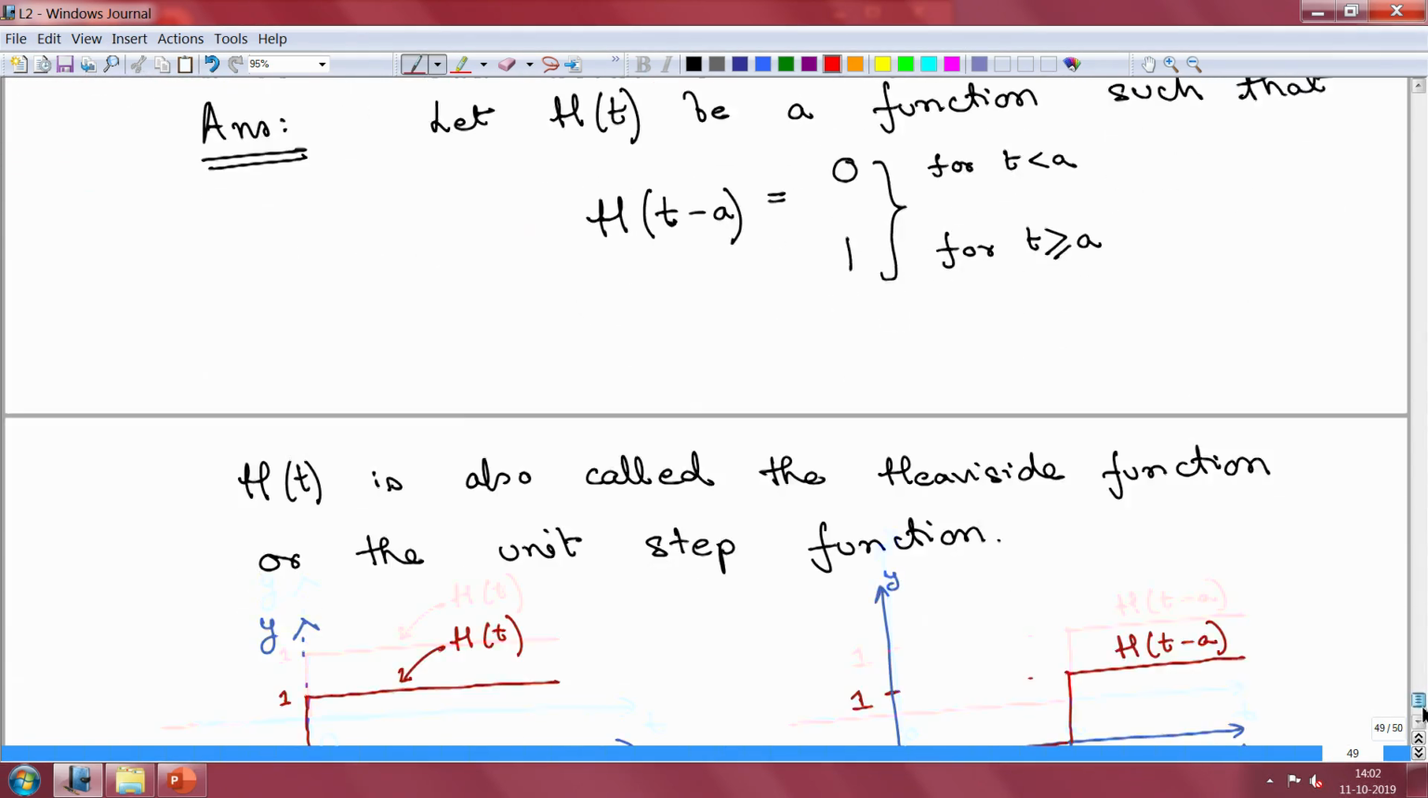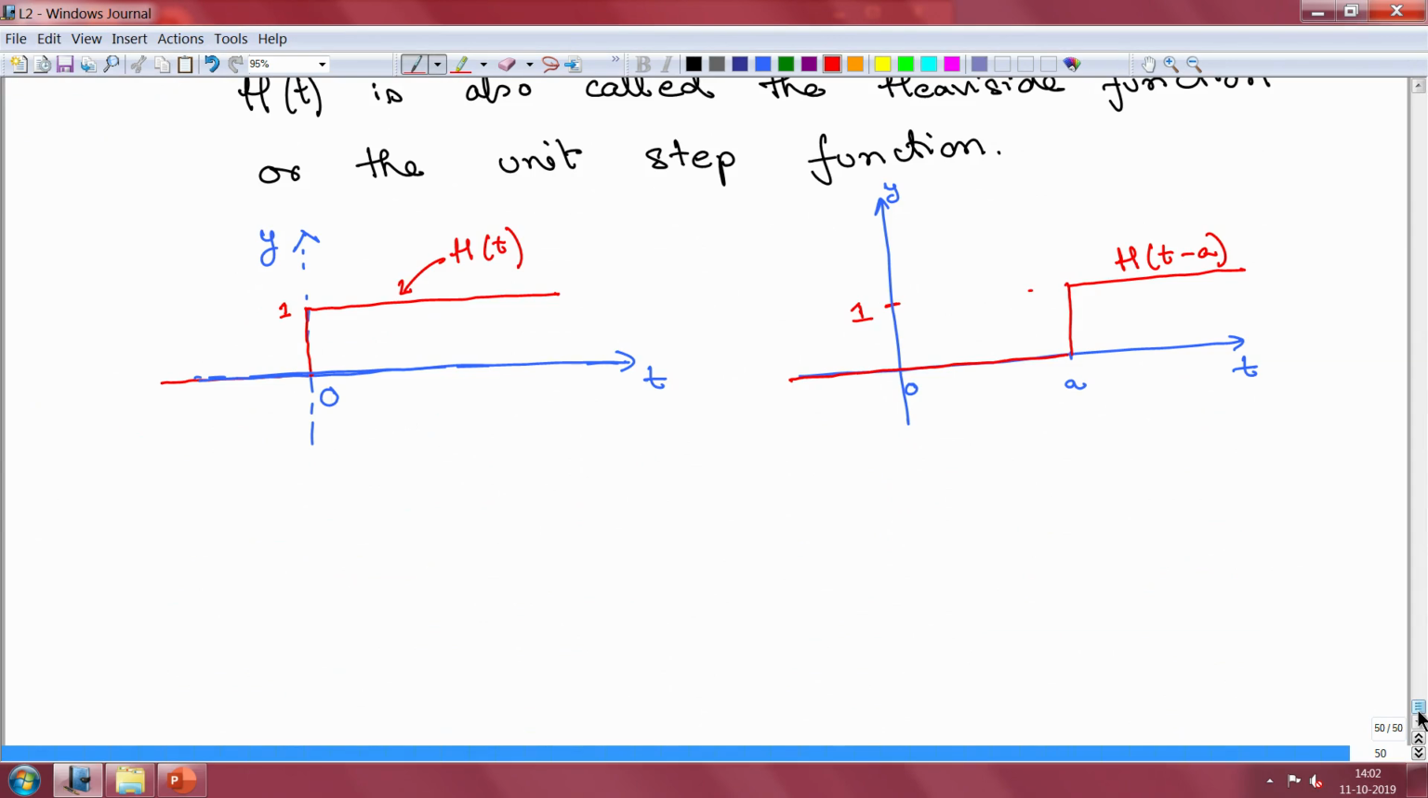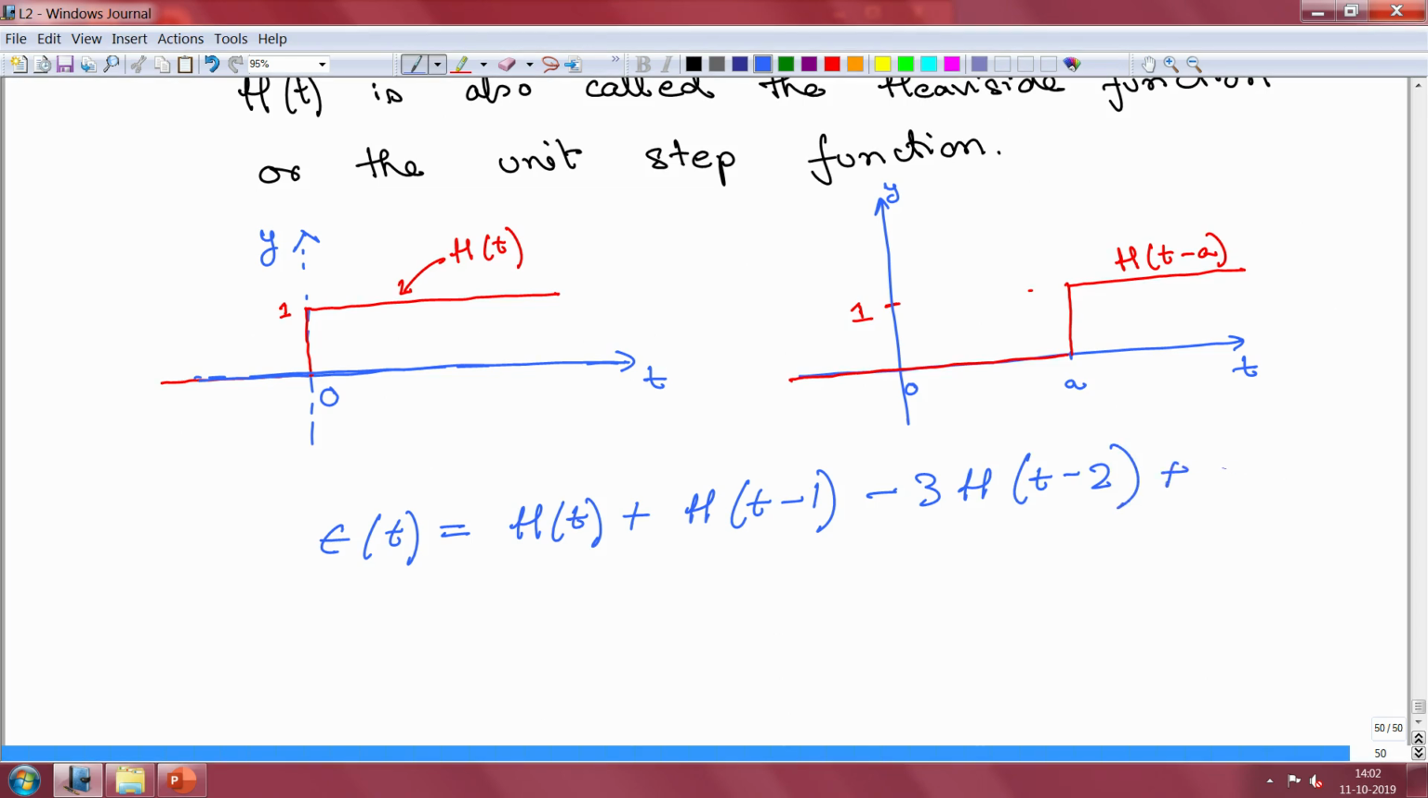In mathematical form, I can say that the functional form that has been given to me is essentially h of t plus h of t minus 1 minus 3 times of h of t minus 2 plus h of t minus 3, right. So, you can see that at t equal to 3, all these will add up, this will become 1, this will become 1, this is minus 3, this is 1. So, it adds up to a value of 0, right.